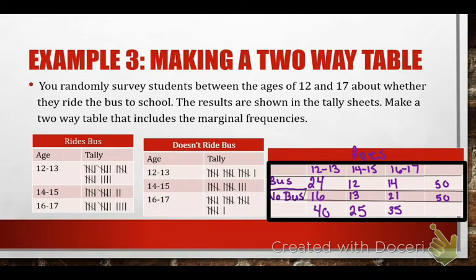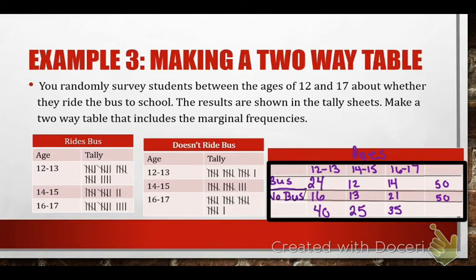What they want to know is, if 24 people, 12 to 13-year-olds, rode the bus, what percentage is that of the total 40 people? Does that make sense? 24 is what percent of 40? The way you do that in your calculators is you divide 24 divided by 40. You divide that number divided by 40.